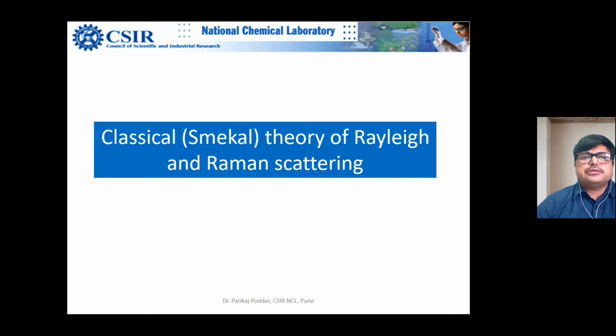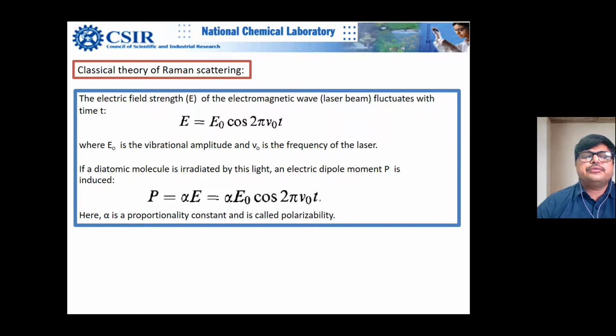So let's look at the classical theory, which was given by Placzek. Here we look at the electric field of the electromagnetic wave, which interacts with the system under investigation. We can ignore the magnetic part and take only the plane wave. E is equal to E0 cos 2 pi nu0 t, where nu0 is the frequency of the incoming light, right? Which is actually a laser in this case, for example, an argon ion laser or something else. E0 is the vibrational amplitude.